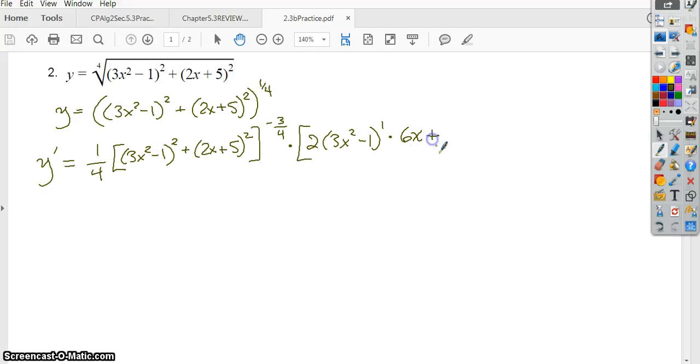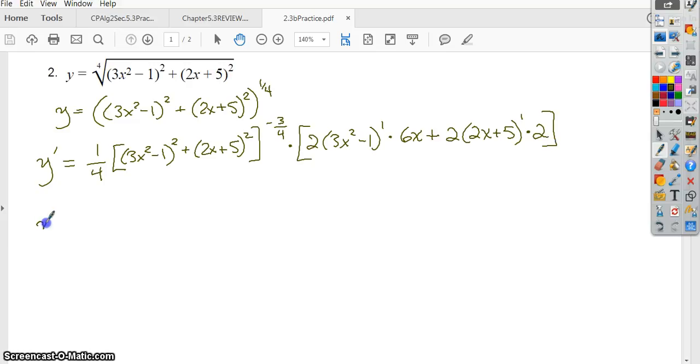I now have a plus. Derivative of this guy. So 2 goes out in front of 2x plus 5, and that's now to the first, times the derivative of what's in here, which is 2. And there is basically the chain rule. The rest of this is going to be simplified.